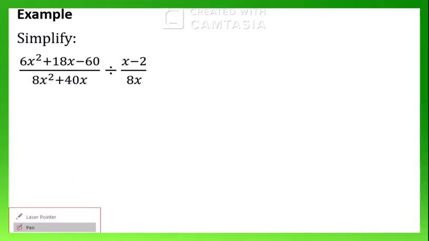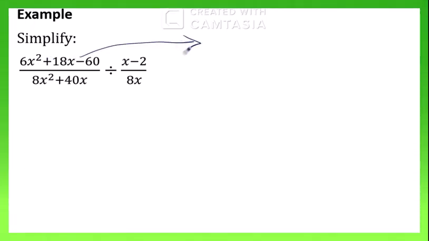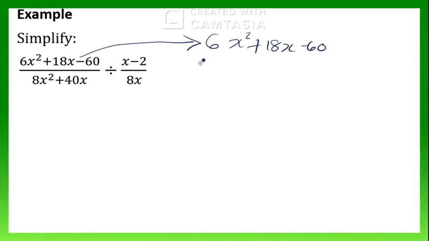Just want to change the color over here. I don't like writing in red. Okay, so let's quickly go factorize. We have 6x squared plus 18x minus 16. First off, we see all of those numbers are divisible by 6. So we have x squared plus 3x minus 10.